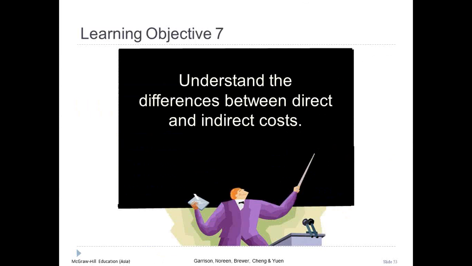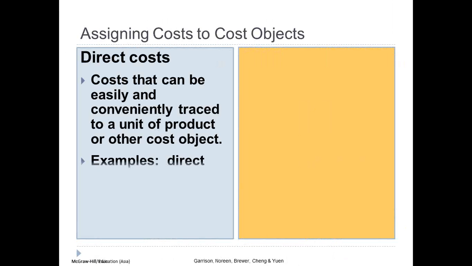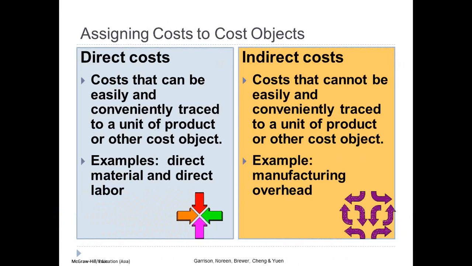Learning objective number 7 is to understand the differences between direct and indirect costs. A cost object is anything for which cost data are desired, including products, customers, jobs, organizational subunits. For purposes of assigning costs to cost objects, costs are classified two ways. 1. Direct costs are costs that can be easily and conveniently traced to a specific cost object. Examples of direct costs are direct material and direct labor.